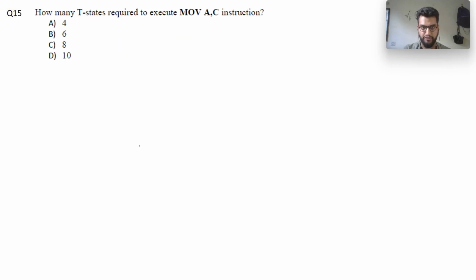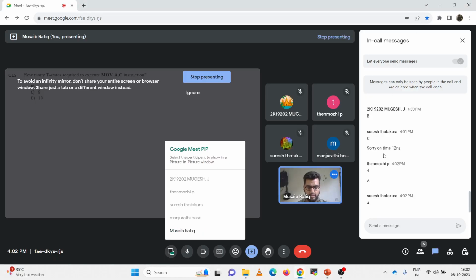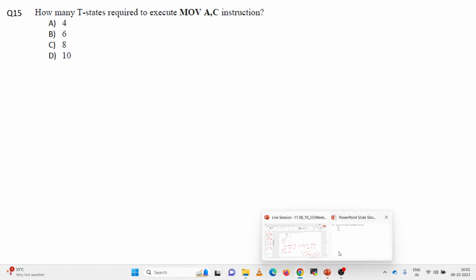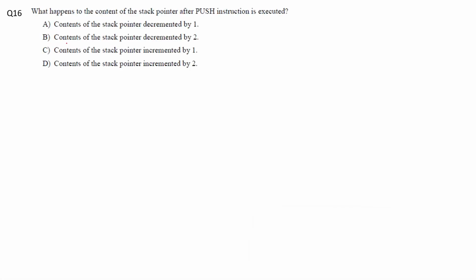Now, question number 15. Can you guys tell me how many T states are required to execute the MOV A, C instruction? Nice, all of you have written the correct answer. That is option A.